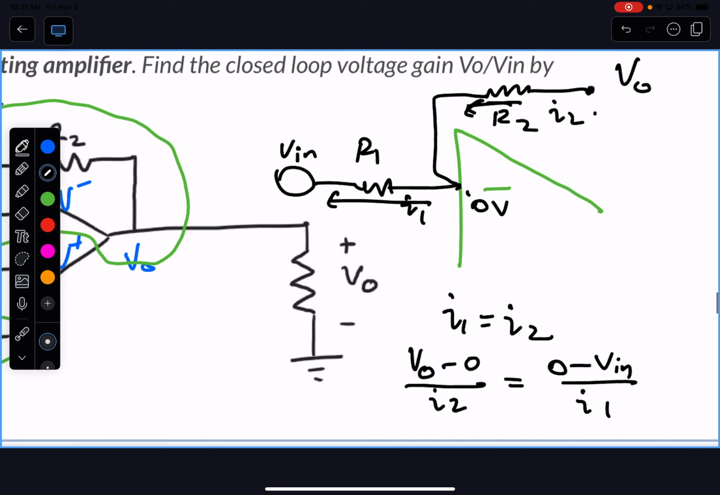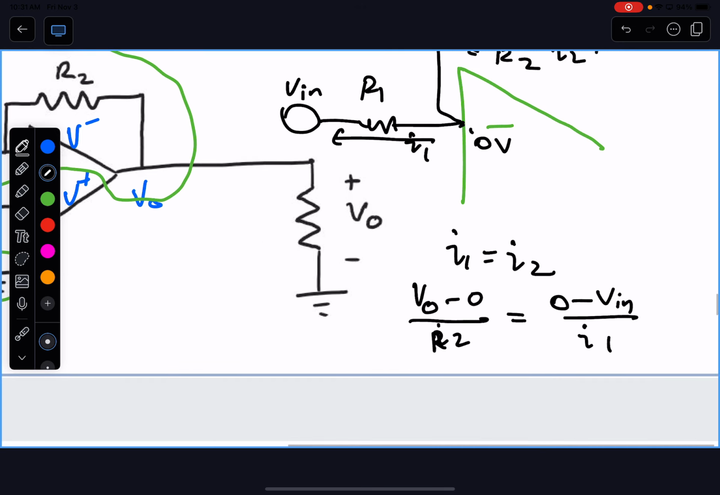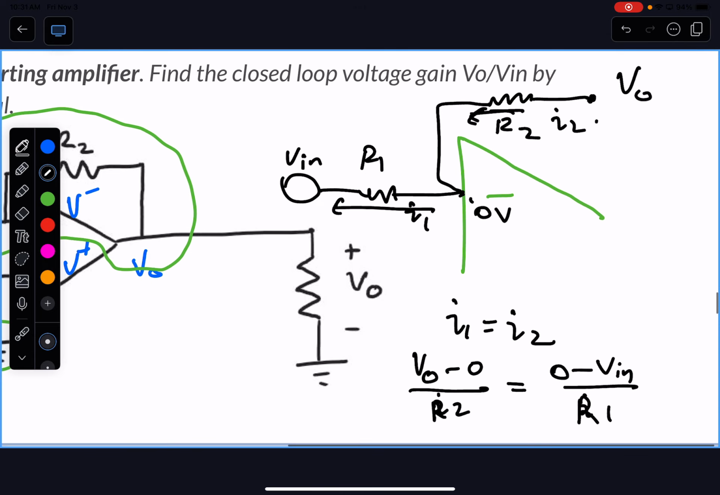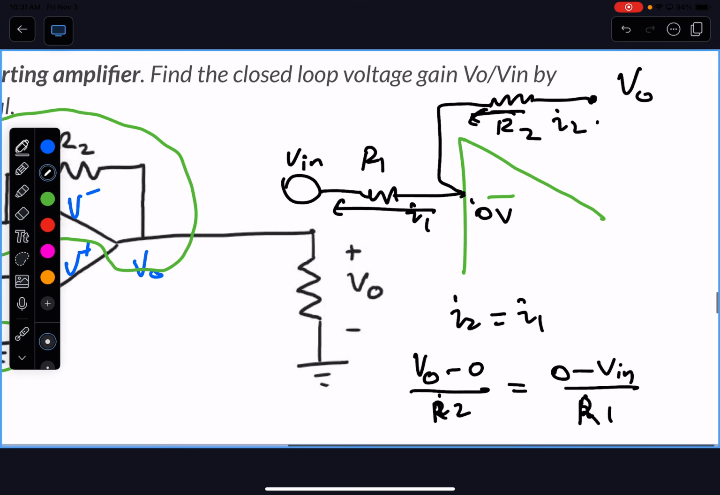I'll zoom in here just so you can see better. So should it be R1 and R2 in the denominators? Oh, yeah, my bad, I'm so sorry. Yeah, R2 and R1. There you go. So it's I2 equals I1, and by definition of voltage and resistance, I equals V over R, right? So your voltage difference divided by your resistance gives you current.